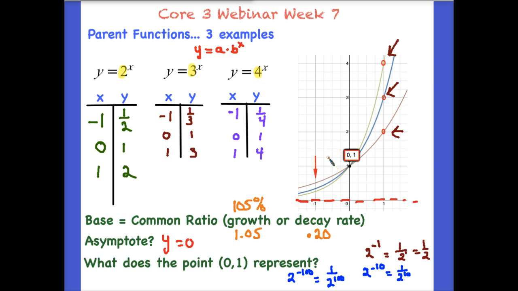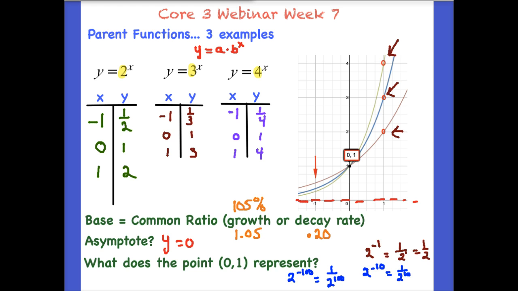So for example, in a real life situation, say you deposited $50 into your bank account, then your starting point would be at 0, 50. Just like a linear equation, that would be your starting point. And then b would be, by what growth rate does that money grow? So if the money grows at 5% a year, this is going to be 105%, like we talked about.